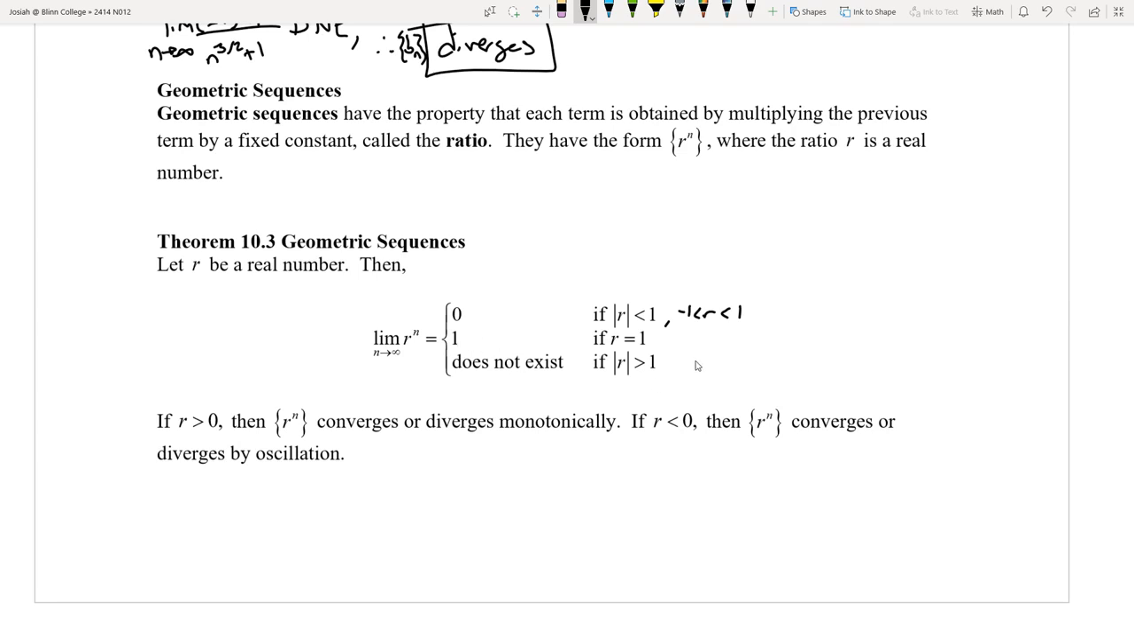If r is bigger than 1 in magnitude, so if r is greater than 1 or r is less than negative 1, what's going to happen is as we put a bigger and bigger power, our terms are going to explode either toward positive infinity or negative infinity, and so our limit won't exist. If r is greater than 0, then r to the n converges or diverges monotonically. If r is less than 0, then it's going to happen by oscillation, because if we have a negative number here, odd powers will keep it negative, and even powers will make it positive.